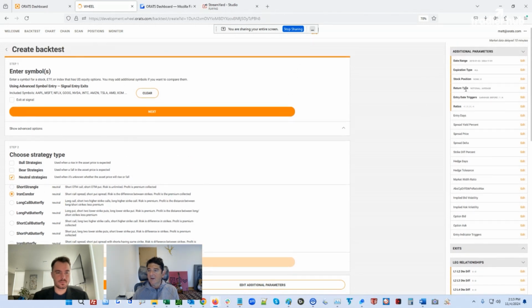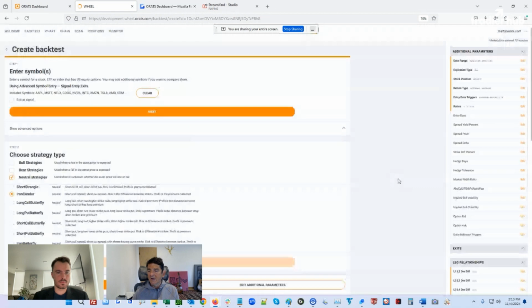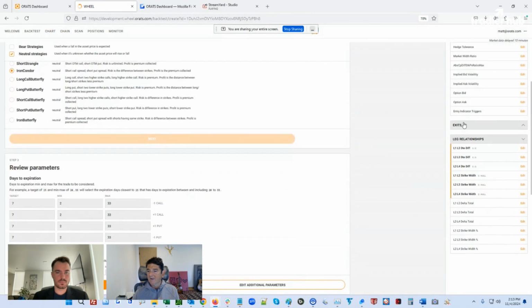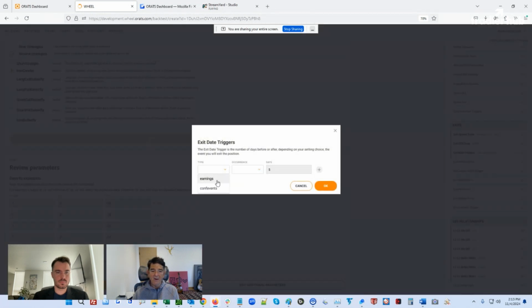You just change the ratios, and then you go into the entry date triggers, and you set up earnings. This is where you set up earnings before. So earnings before, 1 day before, 1 day after, and set that. And then you go into the exits. Well, in this case, we didn't exit. But if you did want to exit, for example, you would say the earnings is the exit trigger that I want. Do I want to get out before? No, I want to get out after earnings. How many days after? 1. And so you would get out 1 day after in that instance if you wanted to.